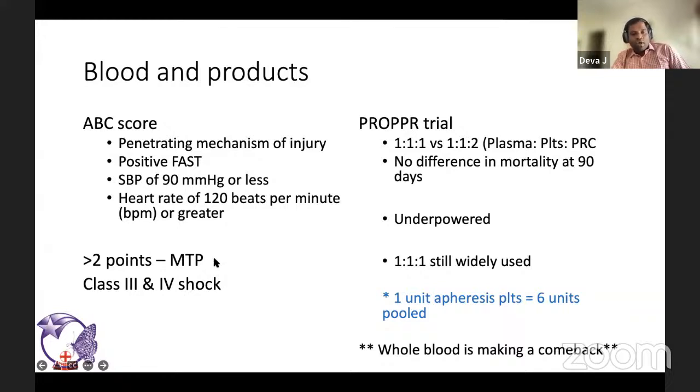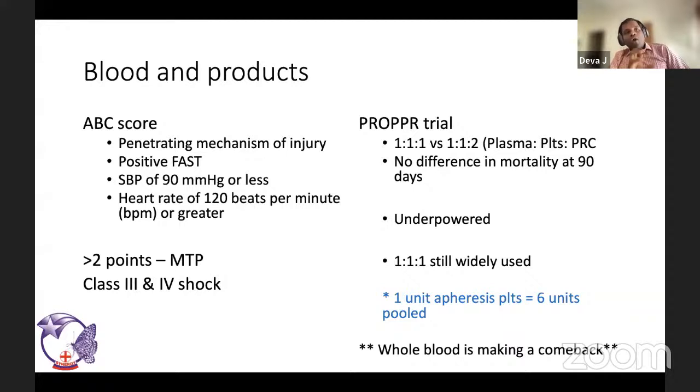out of the 4. MTP is massive transfusion protocol, high possibility of them needing lots of blood. So you might want to activate the massive transfusion protocol in your hospital. As I mentioned before, the class 3 and 4 shock patients are likely to need blood. So that's a simple scoring system to predict who is likely to need blood.